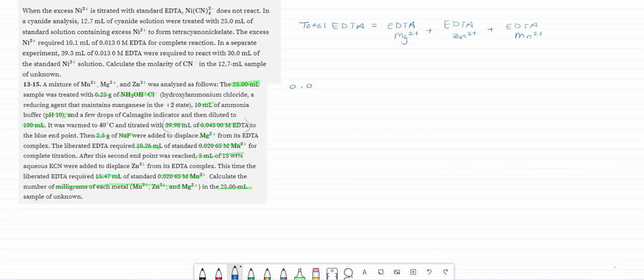0.03998 liters times 0.04500 moles per liter. This is our total EDTA. And I get 1.7991 times 10 to the negative 3. Again, that is our total EDTA. So I'm going to put that right up here.